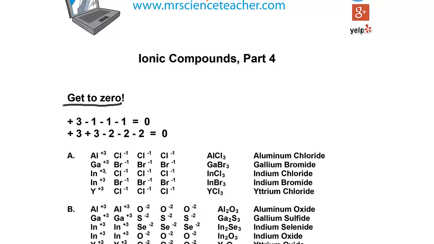Indium. Indium is also a plus 3. Indium chloride. In plus 3, chloride is minus 1, minus 1, minus 1, InCl3, indium chloride. We can switch that out for bromide, indium plus 3, Br minus 1, bromide, InBr3, indium bromide. And yttrium is another plus 3, yttrium chloride, Cl, Cl, Cl. All of those are minus 1. We have 3 of them, YCl3, yttrium chloride.